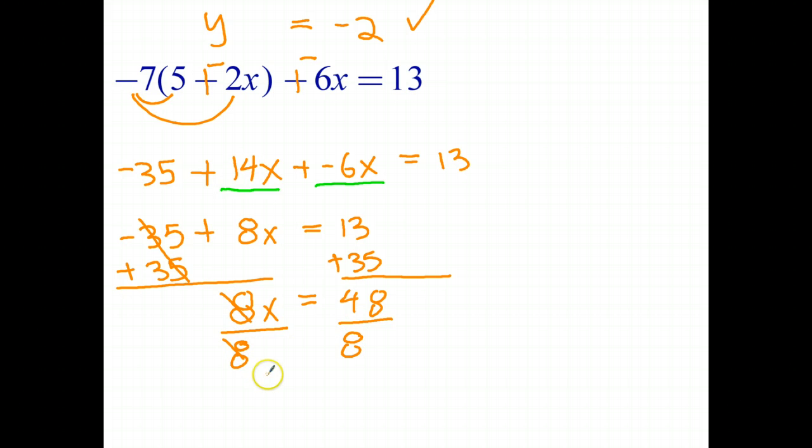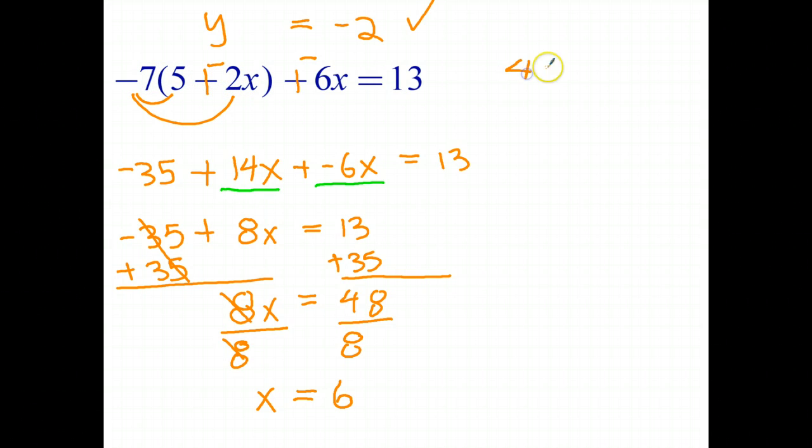The 8s divide out, and that leaves us with our answer of x equals 48 divided by 8, and x equals 6. Now we can go ahead and substitute. It's starting to get a little bit tricky, but let's go ahead and try it anyhow. So if we've got a 6 in place of x there, that becomes 5 minus 2 times 6. That's 5 minus 12. 5 minus 12 is negative 7. And negative 7 times negative 7 is 49.